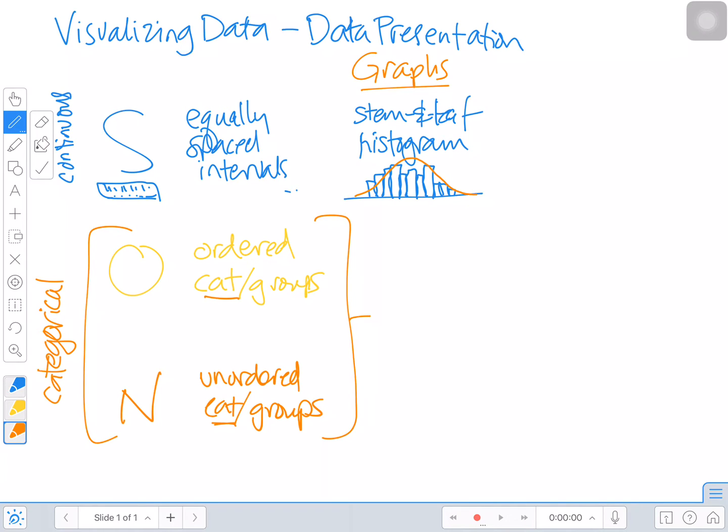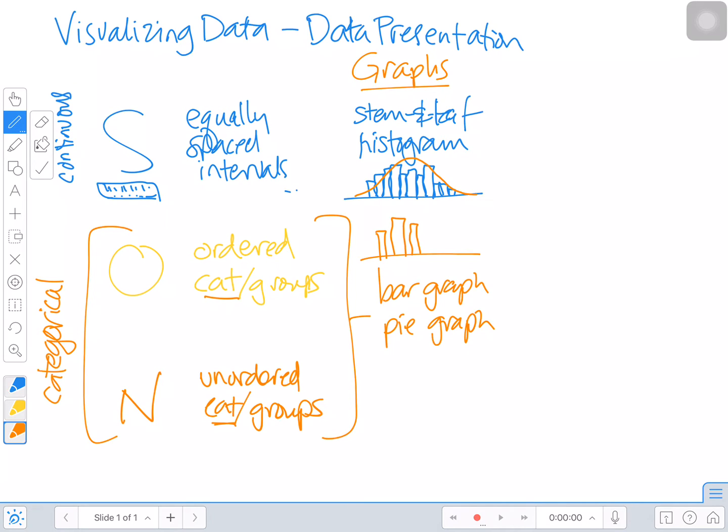If we move on then to the categorical variables, there are two types of graphs that are common for this level of measurement, and that is the bar graph and a pie graph. And a bar graph looks a lot like a histogram. In fact, a histogram is a special kind of bar graph, but a regular bar graph has bars, only there are spaces in between the bars.